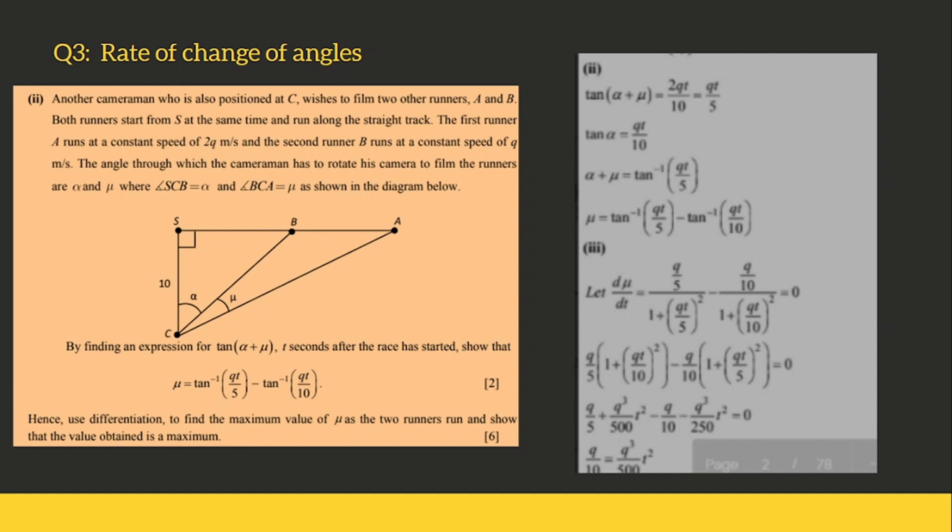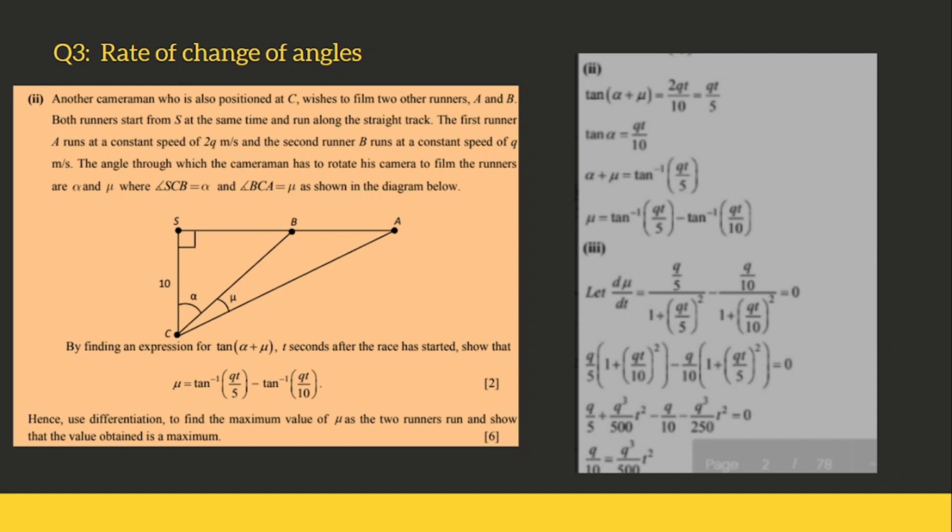Then, if we look at tangent alpha alone, we cannot look at tangent mu because in that case we don't have a right angle triangle. But still, SBC and SAC are both right angle triangles, which is why we are able to use the tangent formulas. So tangent alpha is qt over 10. So alpha plus mu equals tangent inverse of qt over 5. Then, because we already have found our alpha, we can rearrange such that mu is equal to tangent inverse of qt over 5 minus alpha, which in this case is minus the tangent inverse of qt over 10. So that's how you get the expression.